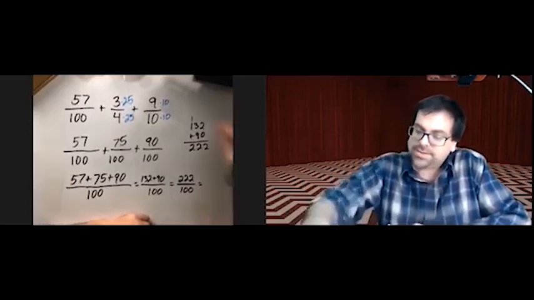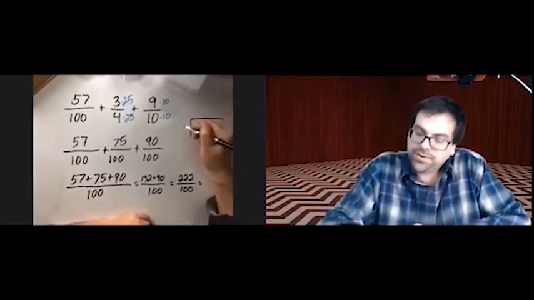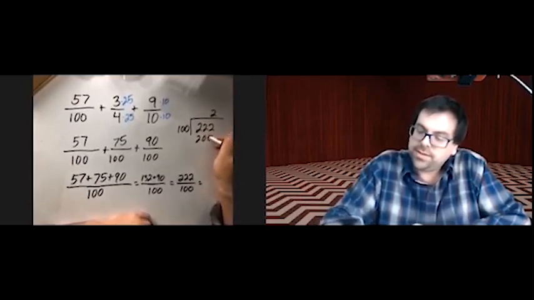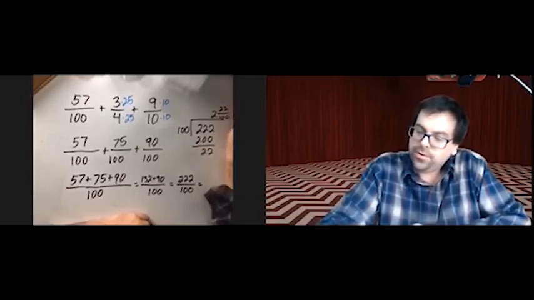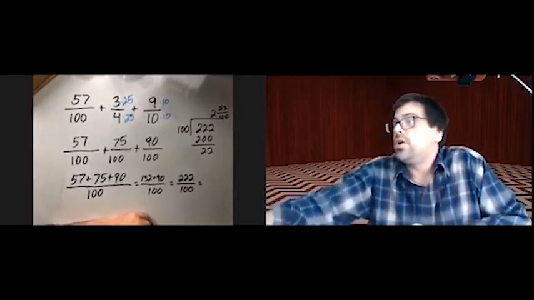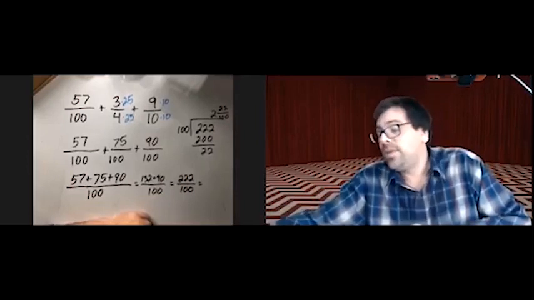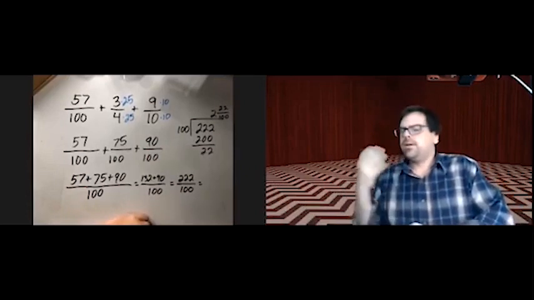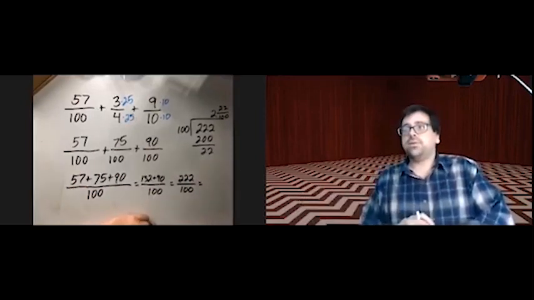accept a mixed number. So we have to divide 222 divided by 100. 100 goes into 222 twice, with 22 left over. If we put in 2 and 22 100ths, it still tells us the same thing. What did we do wrong? We converted it to a mixed number.